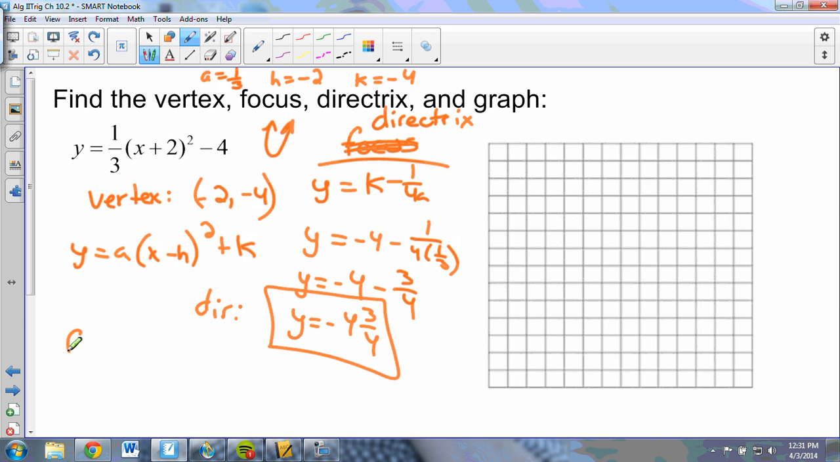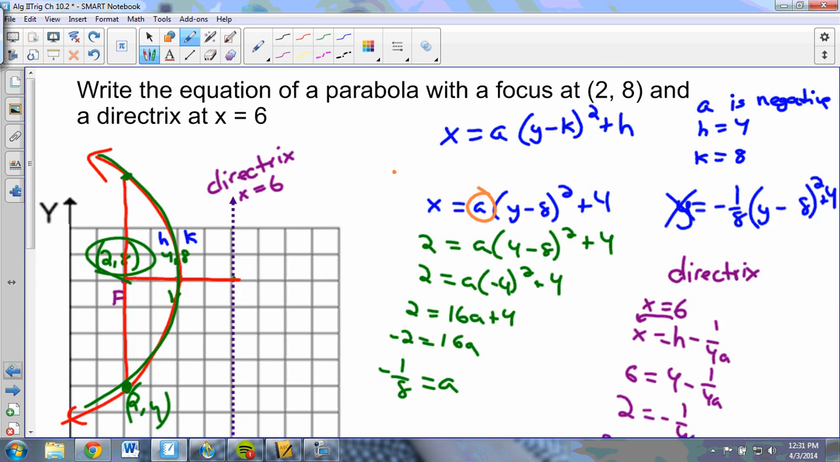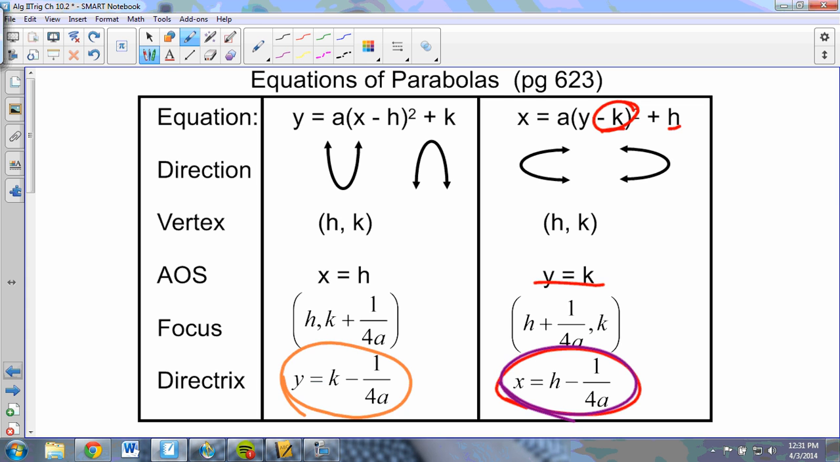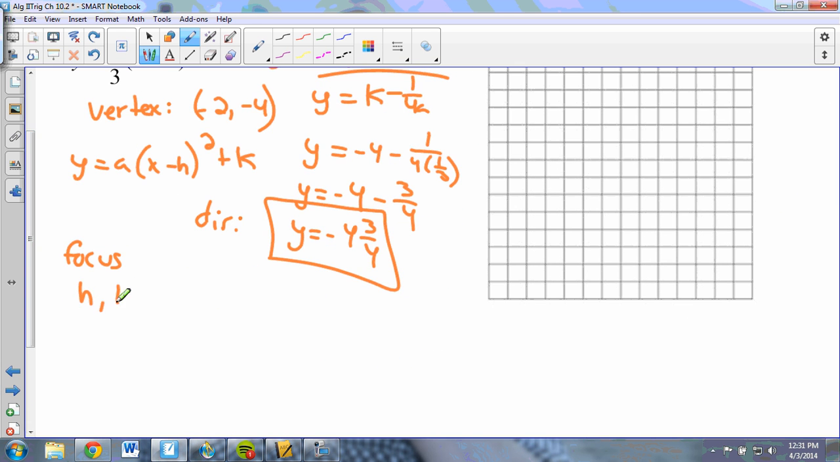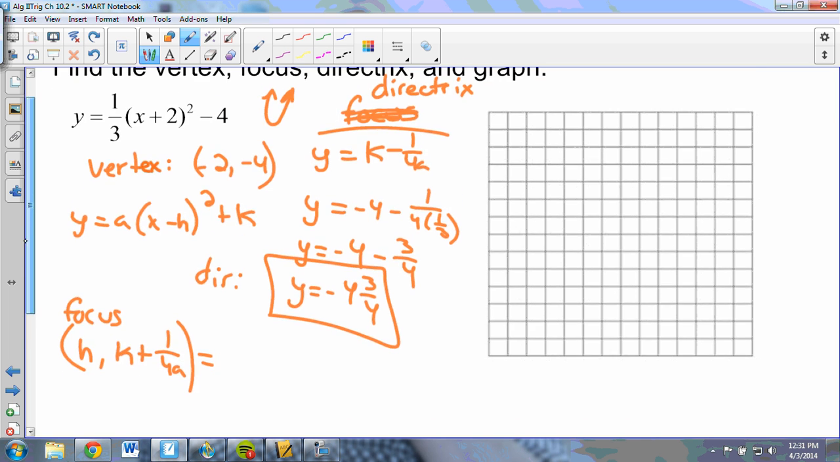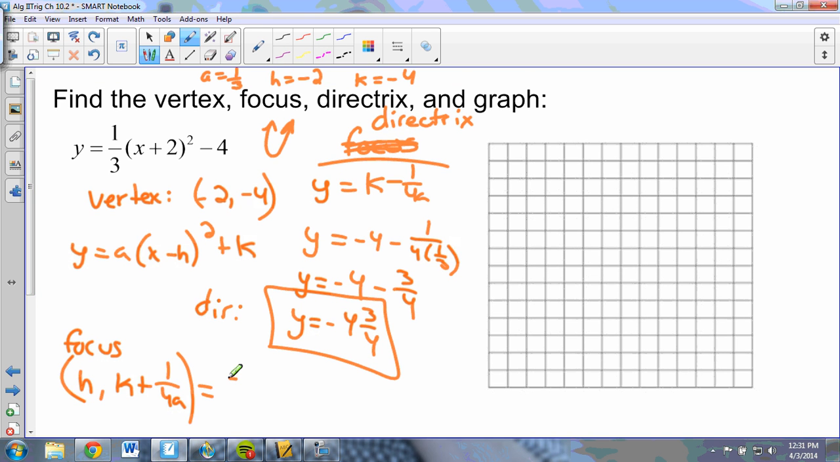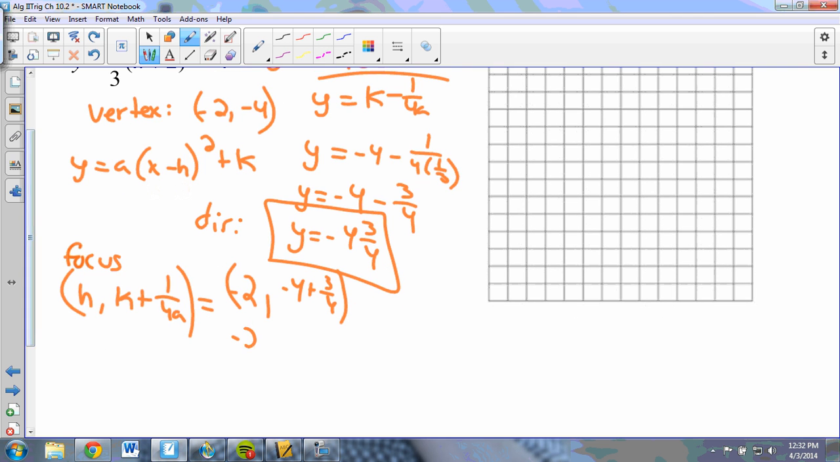Let me find the focus. Focus is h comma k plus 1 over 4a. H was negative 2. K is going to be negative 4 plus 3/4, which is negative 2 comma negative 3 and 1/4.